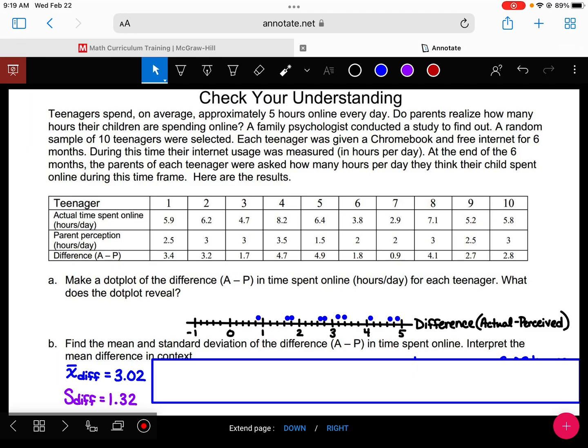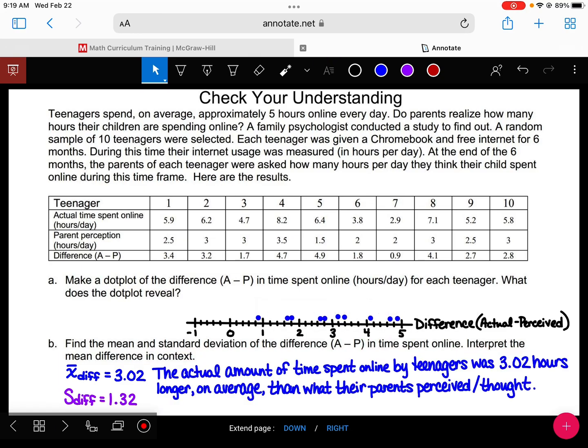How would we interpret 3.02 in the context of this? Yep, or some variation of that. The actual amount of time spent online by teenagers was 3.02 hours larger on average than what their parents perceived or thought. So yeah, your way of writing it was absolutely fine, as long as you make sure that 3.02 is on average. And then we have to talk about the direction of this. The actual time was greater than the perceived time. So far, so good with these pieces?